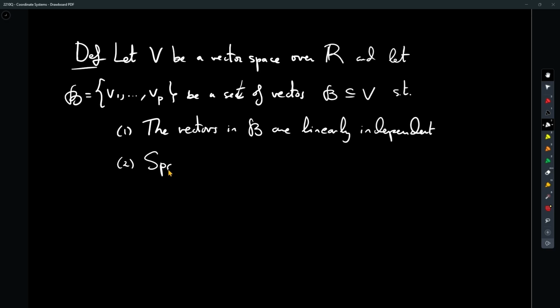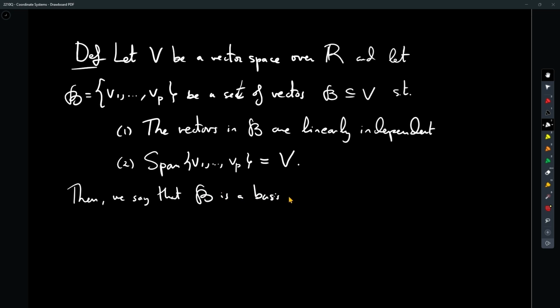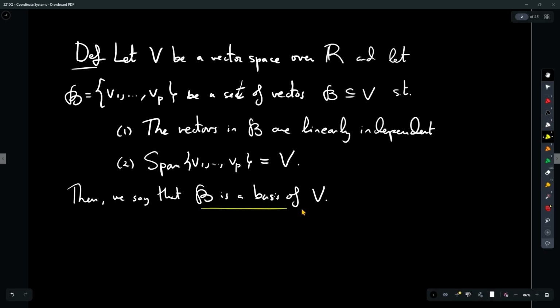So the span of the vectors V1 through Vp, which is a vector subspace of V, suppose that that is all of V. They span all of V. Then we say that B is a basis of V. Okay, great.